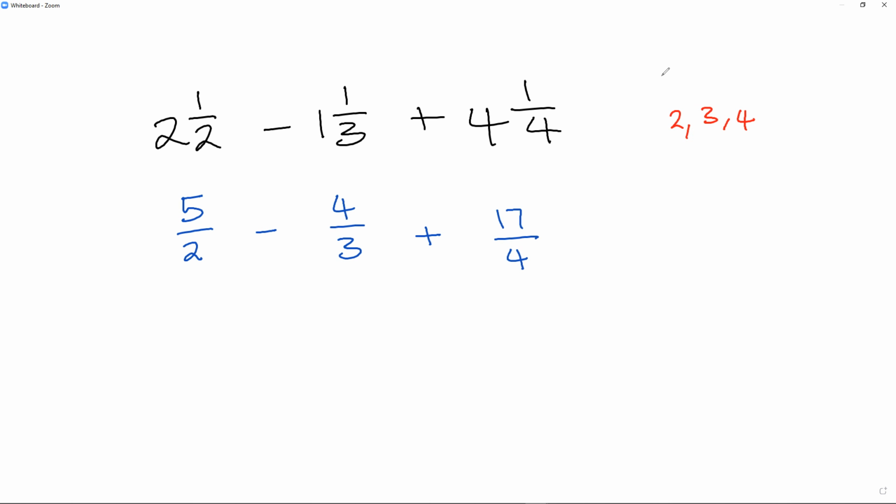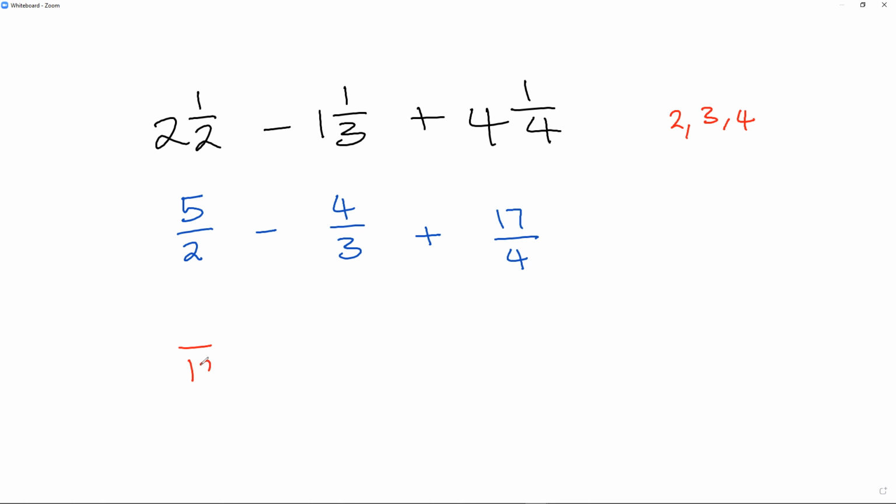What about 6? 6 can divide by 2. 6 can divide by 3. Can 6 divide by 4 though? No. What number can all of them divide into? What about 12? 12 will work. 12 divided by 2 is 6. 12 divided by 3 is 4. And 12 divided by 4 is 3. So my common denominator here is going to be 12.